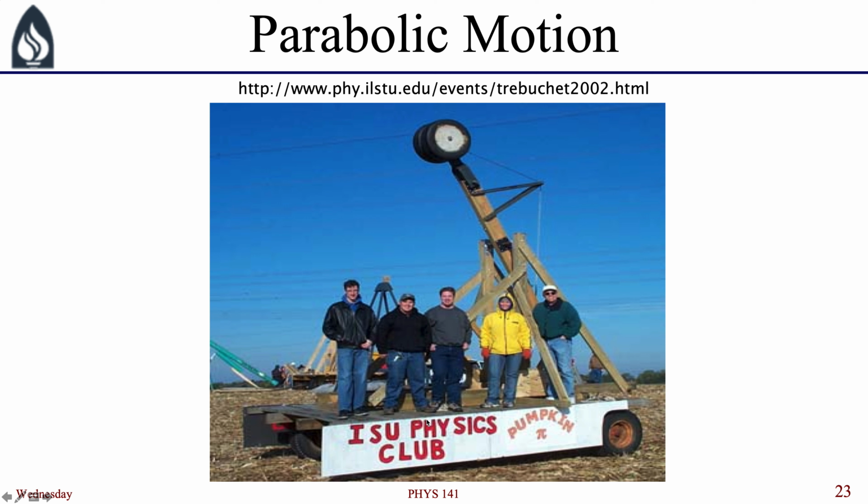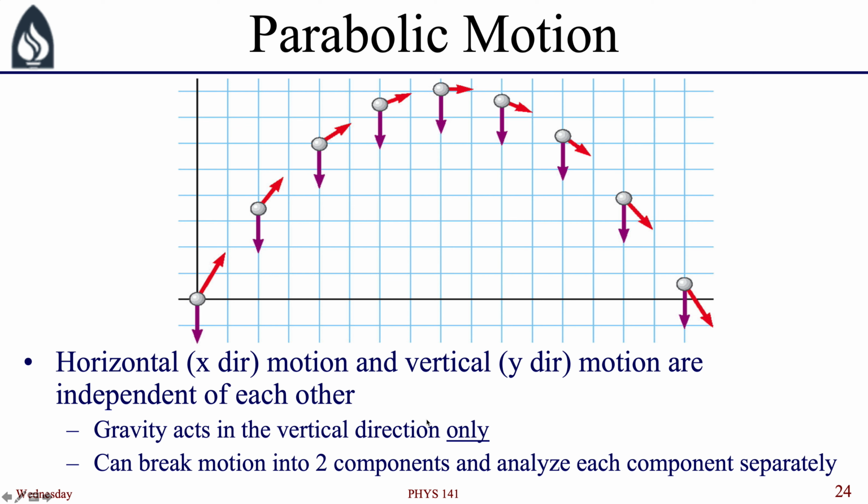So one kind of device that's very good at making parabolic motion is a trebuchet. So you can see here a physics club that has built a trebuchet, which is a piece of ancient artillery used for throwing pumpkins in this case, and they have aptly named theirs the pumpkin pie, which is of course what happens when the pumpkin reaches the ground.